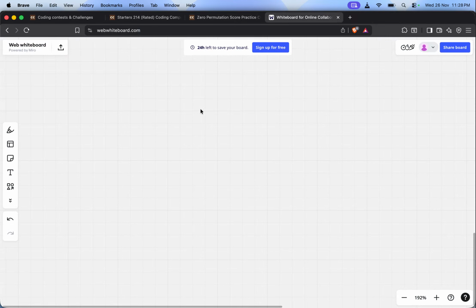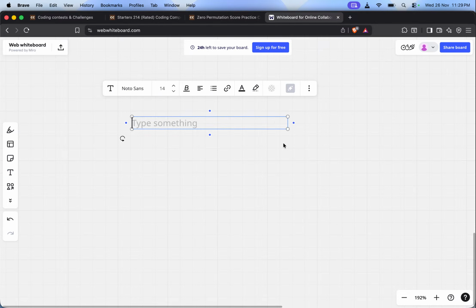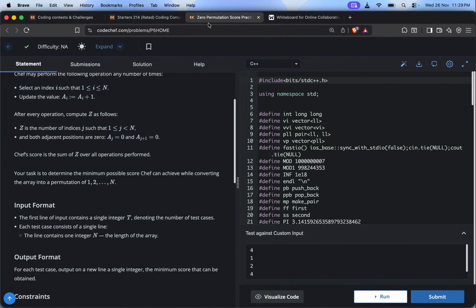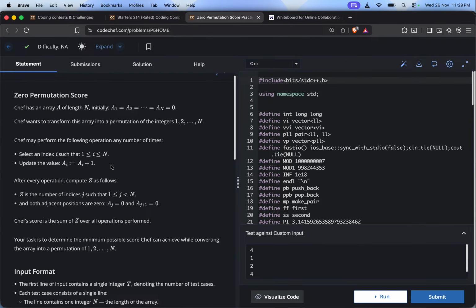So what will Chef do? Let's understand the problem statement carefully. All the elements initially are 0. Then Chef wants to convert it into a permutation. In each step, he can just increase an element by 1. And what is the cost of this step?